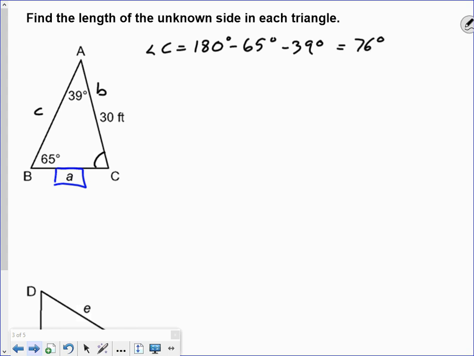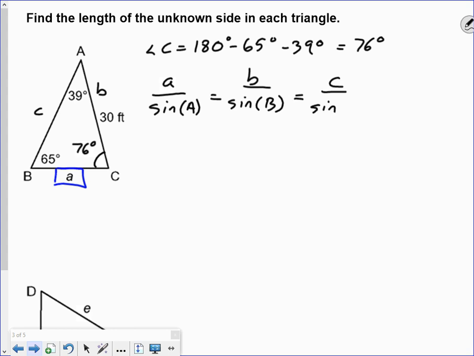So if we wanted to, we could add that onto our diagram here, 76 degrees. All right, we are solving for this unknown side here, side A. So let's set up our sine law. A over sine A. We're putting the thing that we're trying to solve for up in the numerator. B over sine B equals C over sine C.